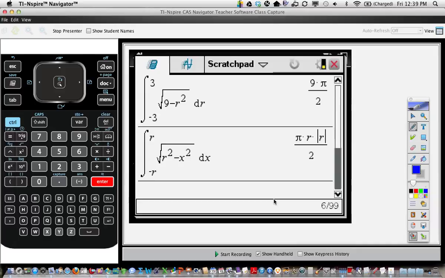Right, isn't that what we had for number 20? 1/2 pi r squared? We didn't quite get that. Why not? Got absolute value. What did it say in the directions for number 20? It said that A and R are both positive, because why?